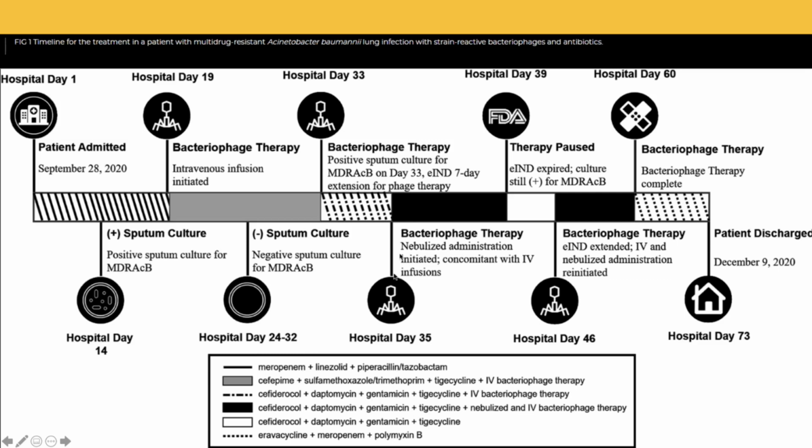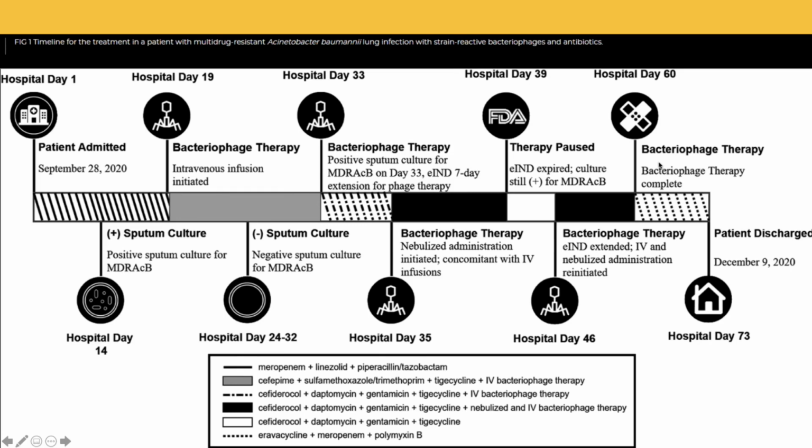Hospital day 35, they started nebulized bacteriophage therapy, which I think was pretty cool. And then they switched the antibiotics to cefiderocol, daptomycin, gentamicin, and tigecycline. At that point, all of his experimental drug therapies expired, but the cultures remained positive for MDR Acinetobacter baumannii. So they considered another round of bacteriophage therapy on hospital day 46. Again, also IV and nebulized administration of the bacteriophage. So IV and nebulized bacteriophage therapy along with cefiderocol, daptomycin, gentamicin, tigecycline.